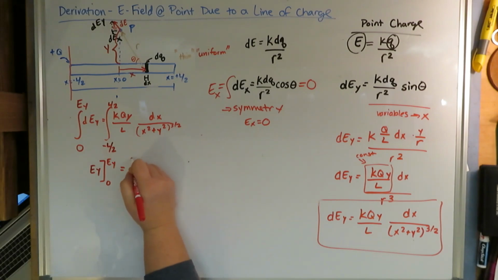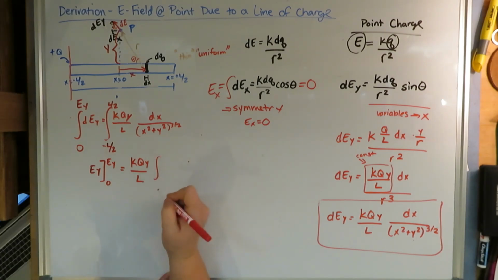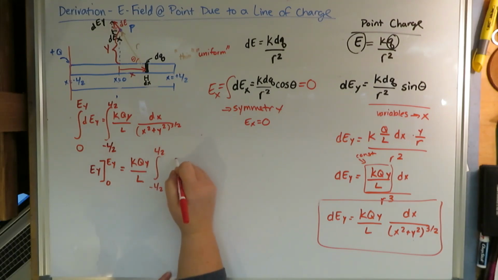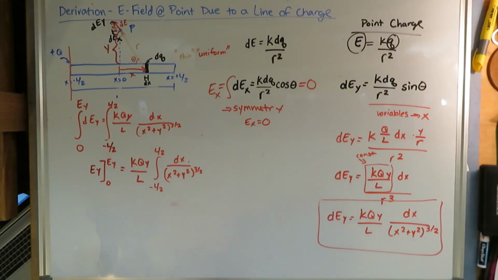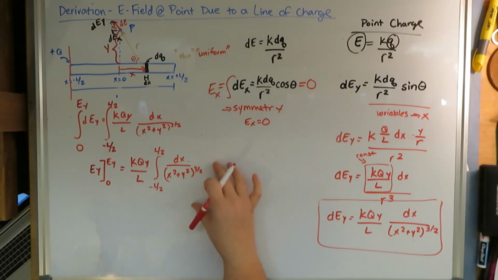Over on this side, the K, the Q, the Y, and the L can get pulled out in front, and then you're going to have this integral from negative L over 2 to L over 2 of dx over x squared plus y squared to the 3/2. Those of you that are a little better at calculus will notice that this is a very complicated integral. And actually, a u substitution is not going to work in this case because there's no x in the numerator. So this is actually a special integral.